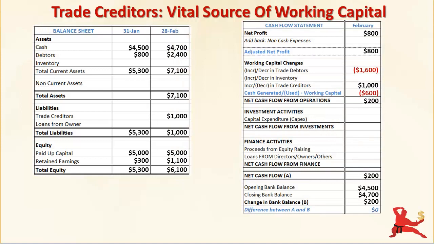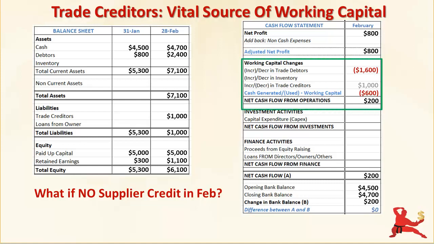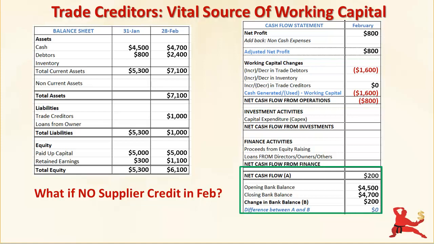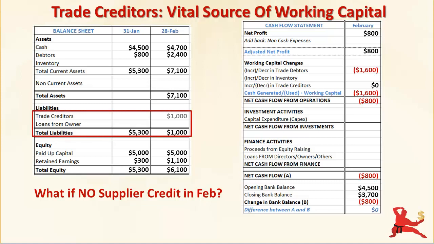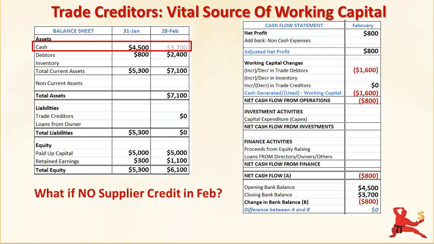Trade creditors are an important source of working capital for a business. For example, in February, if you didn't have credit terms from your suppliers, the cash flow impact of the delays in debtor collections would have been magnified. Working capital requirements would have chewed up $1,600 of cash flow. So even though you made $800 in profit, your net cash flow from operations would have been minus $800, and the bank balance would be much lower at $3,700 at the end of February.